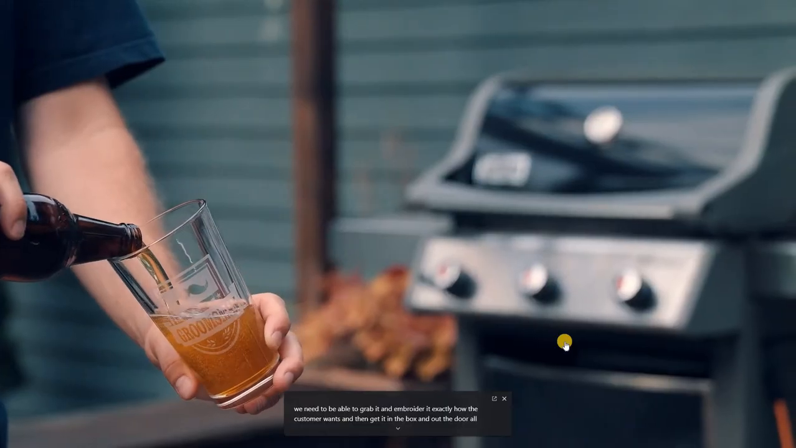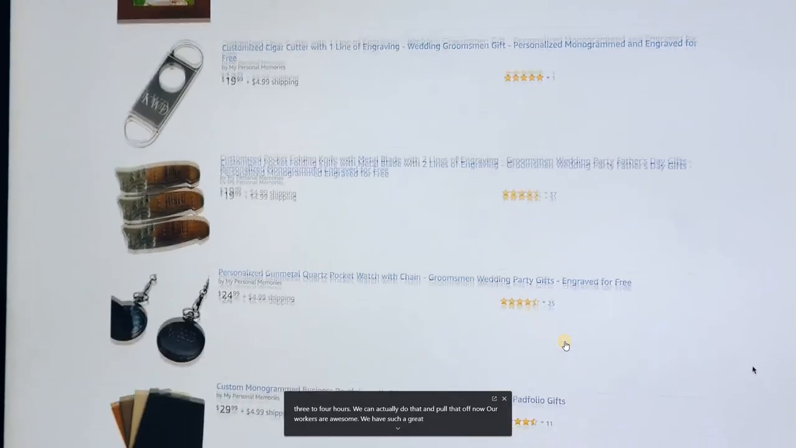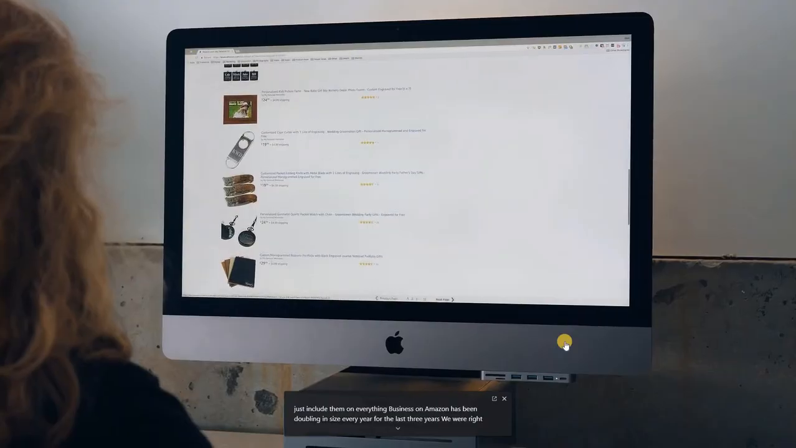We can actually do that and pull that off now. Our workers are awesome. We have such a great group of people and we just include them on everything. Business on Amazon has been doubling in size every year for the last 3 years. We were right there on the ground floor when Amazon custom started. The business really exploded from there. It's incredible. We feel very blessed to be able to do this.